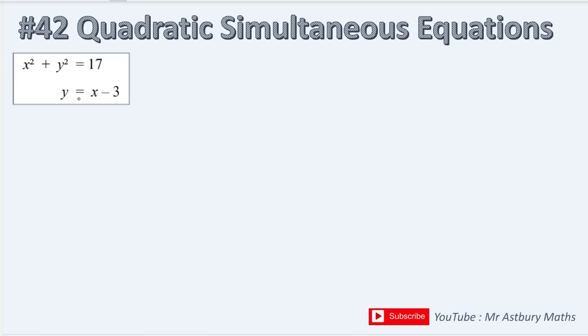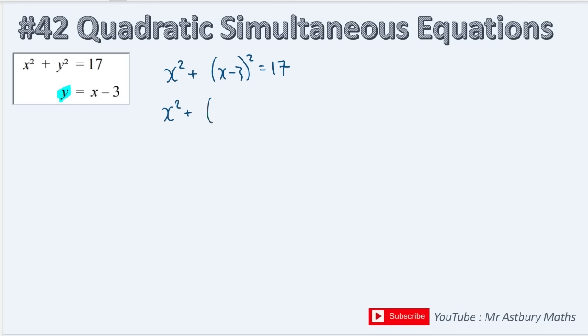So first off, I've already got it nicely, neatly in the form y equals. So that's great. I can just go straight into writing x squared plus, now y I'm going to replace with x minus 3, but it's y squared, so it's going to be x minus 3 squared. I'm then going to expand these brackets.